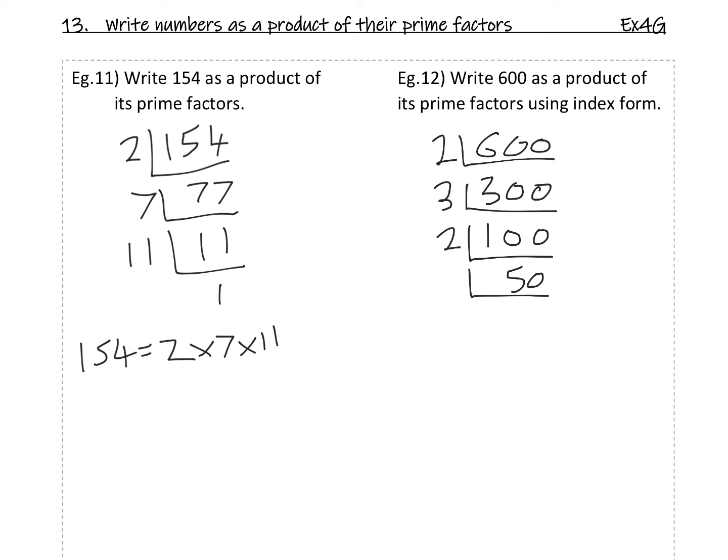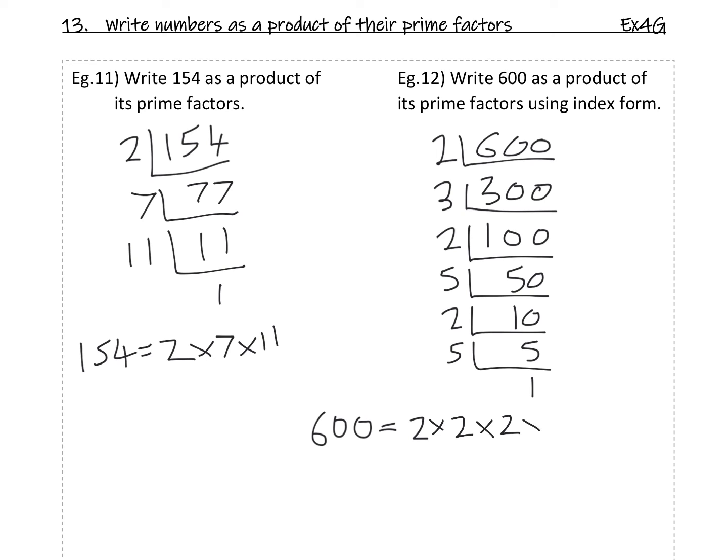I can see the 5 there, so I'm just going to divide through by 5, and that will get me 10. Divide that by 2, which gets me 5. I'm going to divide that by 5, which gets me 1. Now you can do it all different ways, but you should hopefully end up with the same numbers at the end. So when you go to write 600, you do it in order, so I've got 2 times 2 times 2, and then I've got 1 3, and then I have 2 5s.